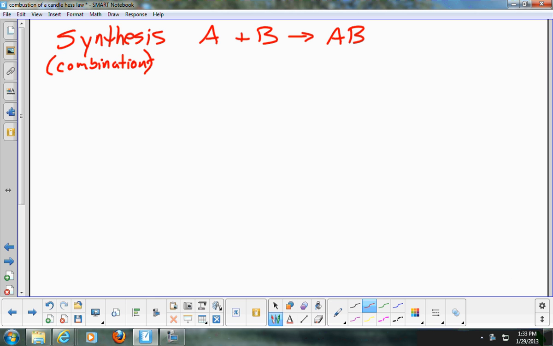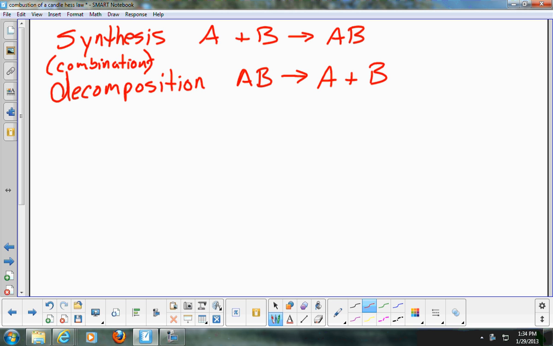Okay, so synthesis. Boy meets girl, A plus B is AB. What was the opposite of synthesis? That's a D. Decomposition. Boy and girl get in a fight and split up. Right?